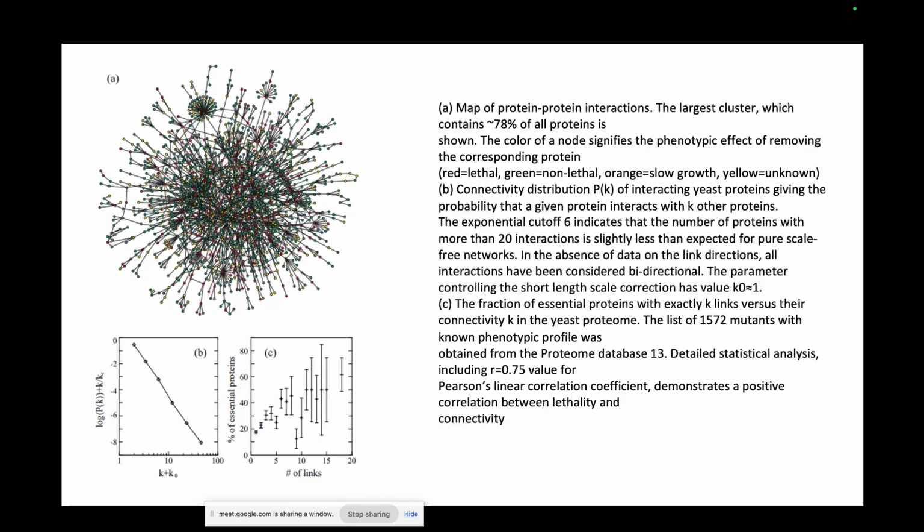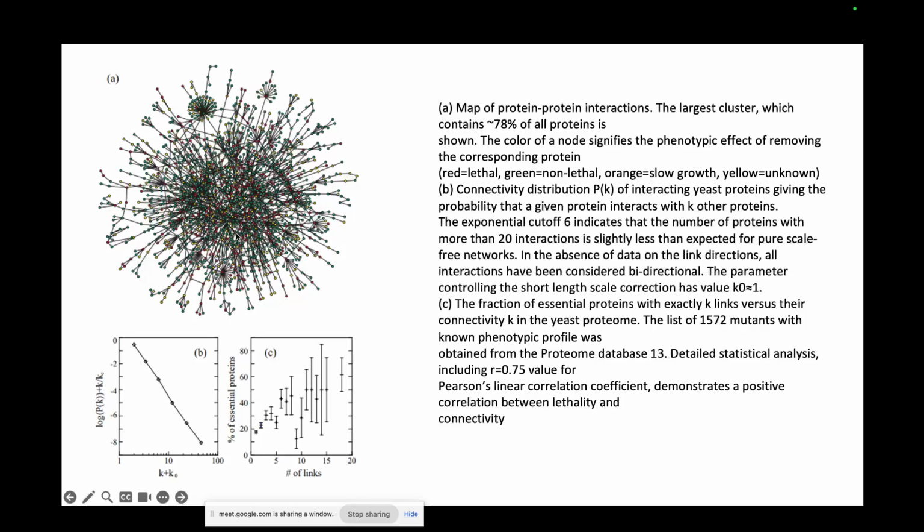Okay, so this is an example of a protein-protein interaction network in yeast. The largest cluster inside this particular network contains almost 78% of the proteins shown. The color of the node signifies the phenotypic effect after removing the corresponding protein. Red means those are lethal: if you remove those nodes, the phenotype is lethal. Green shows non-lethal, orange shows slow growth, and yellow is unknown.